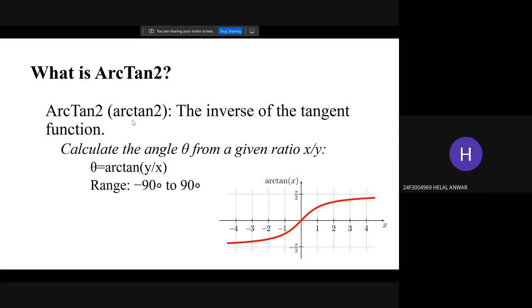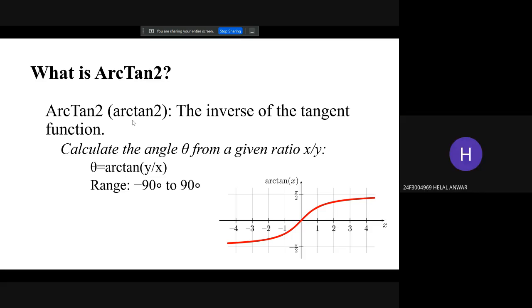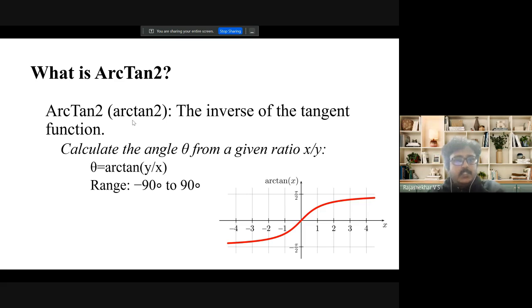For example, no matter where you are, if you rotate about a point, it will give you the exact right angle. Also, if you're in the third quadrant and you want to rotate, it will not calculate according to the first quadrant. So that is the importance of arctan.